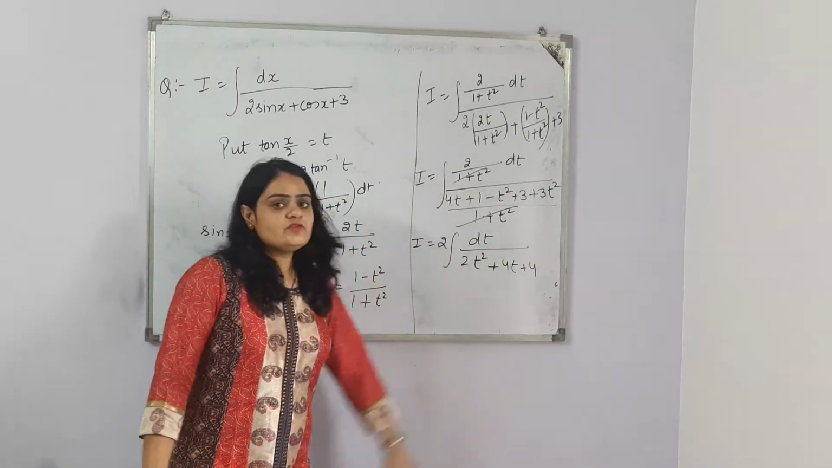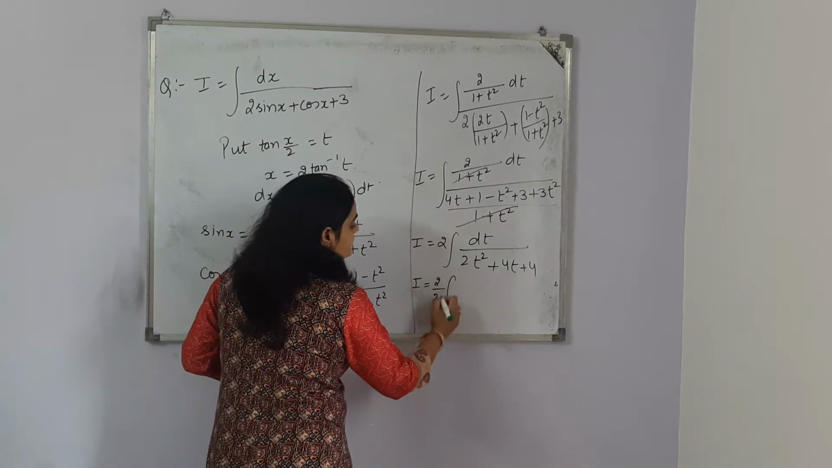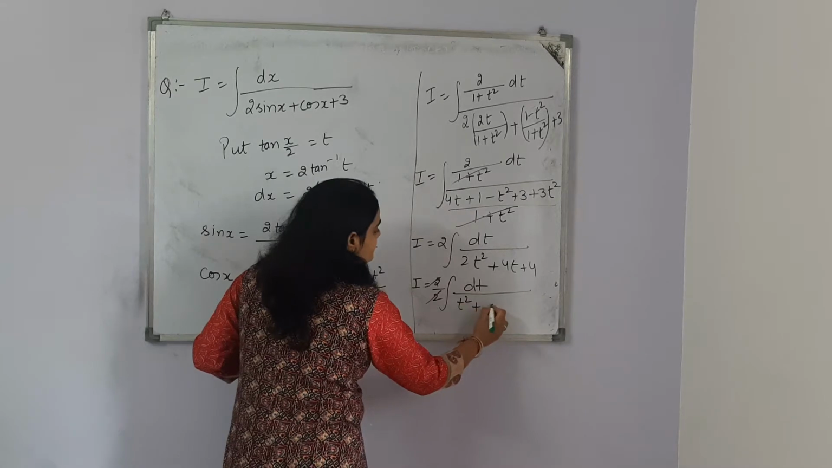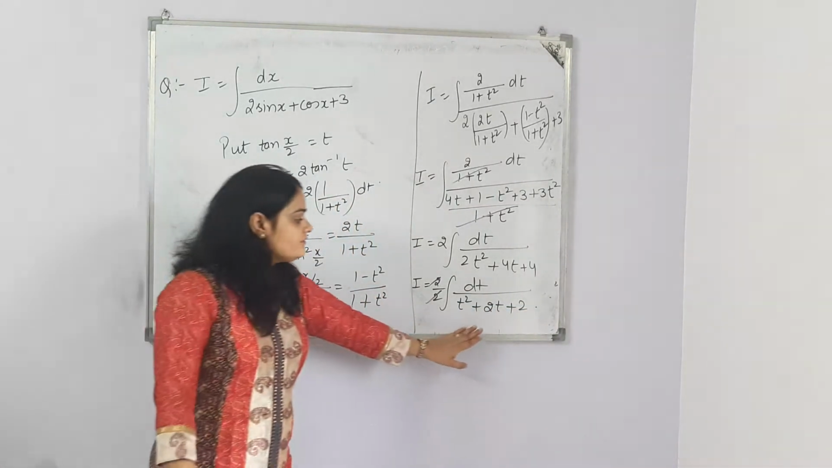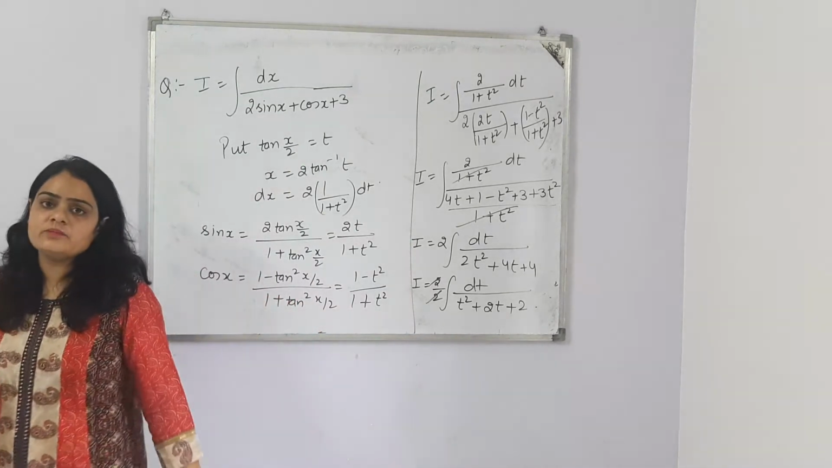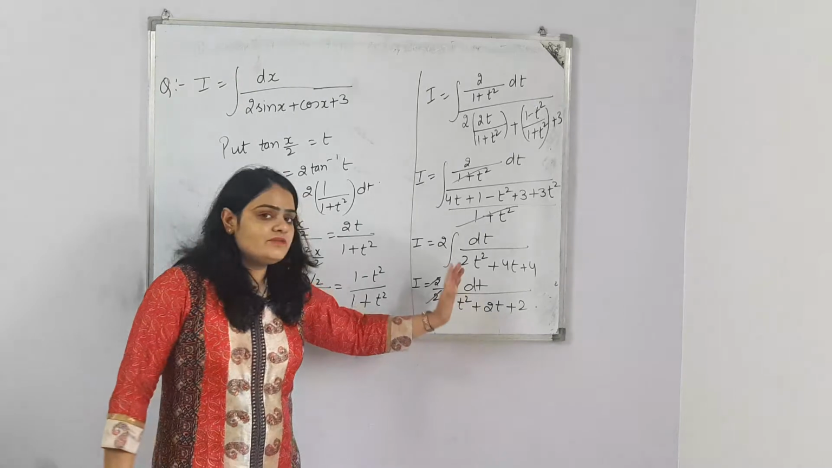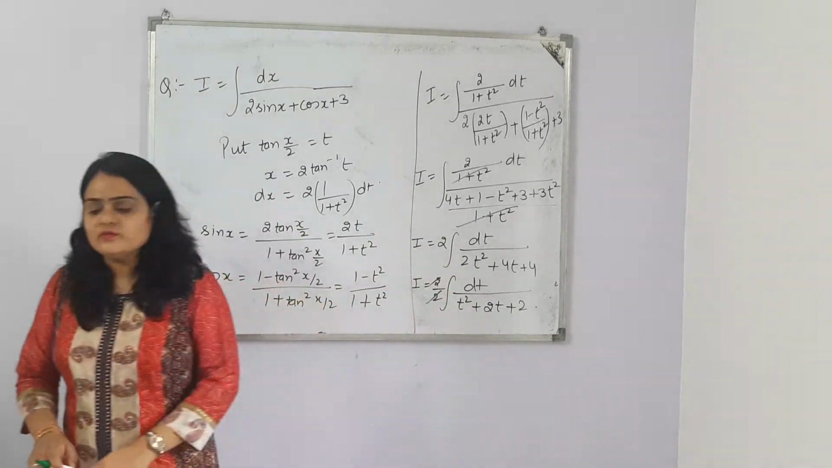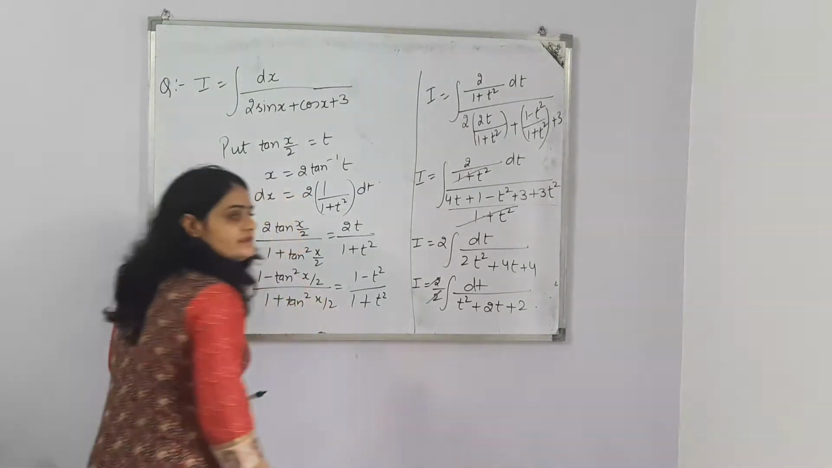Can I take 2 as common from the denominator? After taking 2 as common, 2 will cancel out with 2, and what is inside? It is t square plus 2t plus 2. Now what you are watching here, the factors are not possible, so we cannot apply partial fractions. If factors could be made, then we can do partial fractions, but here factors are not possible, so we need to apply the completing the square criteria.